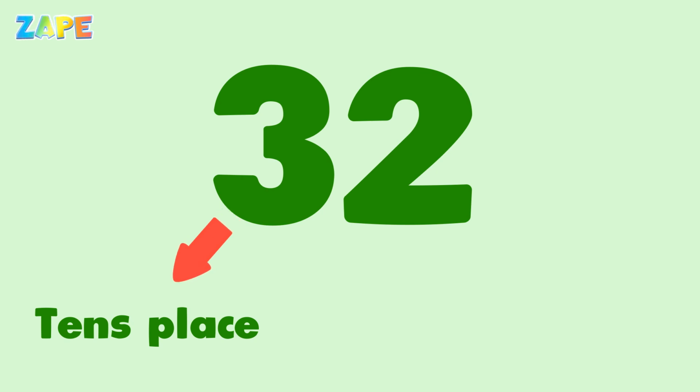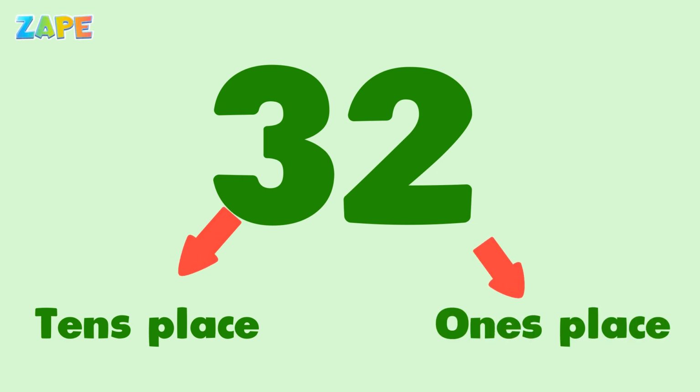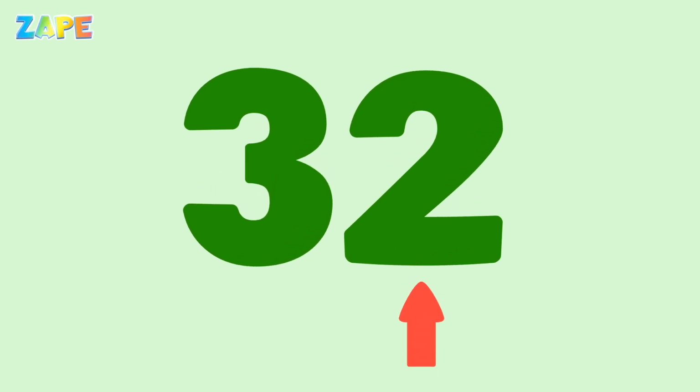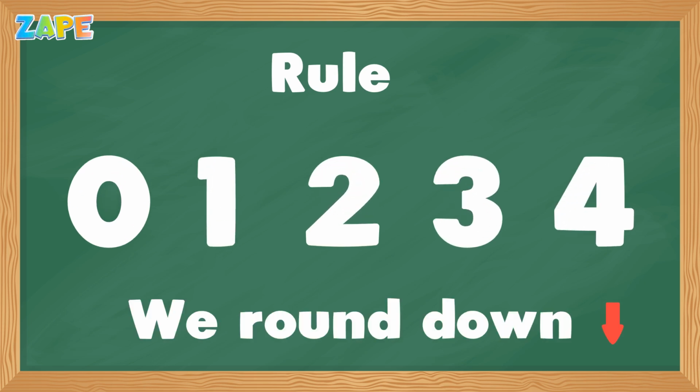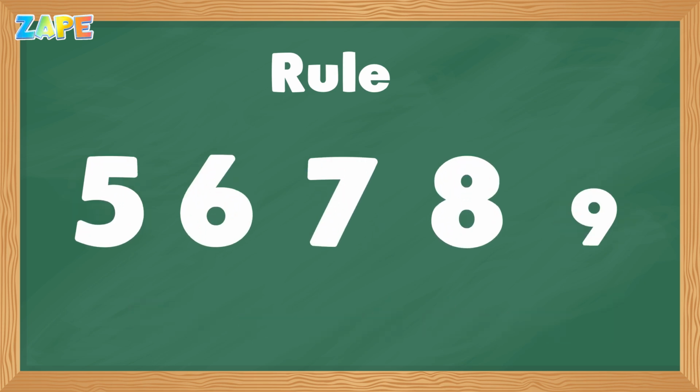In the number 32, the 3 is in the tens place, and the 2 is in the ones place. To round to the nearest 10, we look at the ones digit. That's the 2. Here's the rule. If the ones digit is 0 to 4, we round down. If it's 5 to 9, we round up.